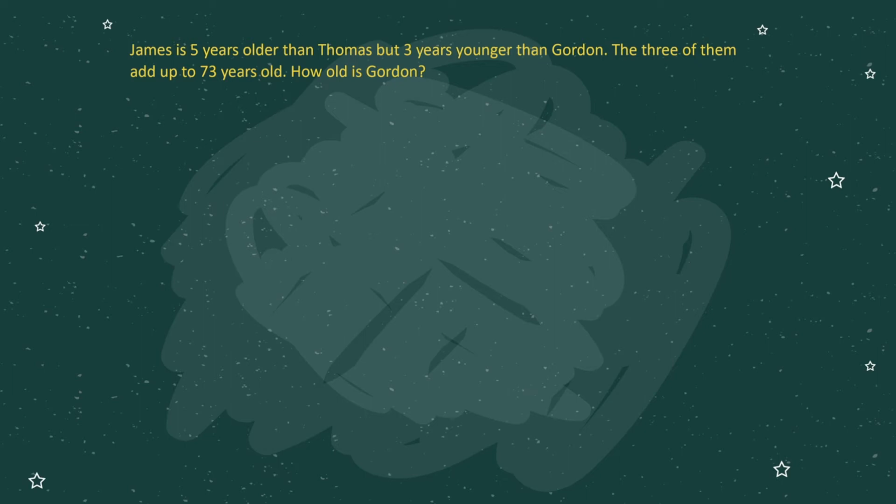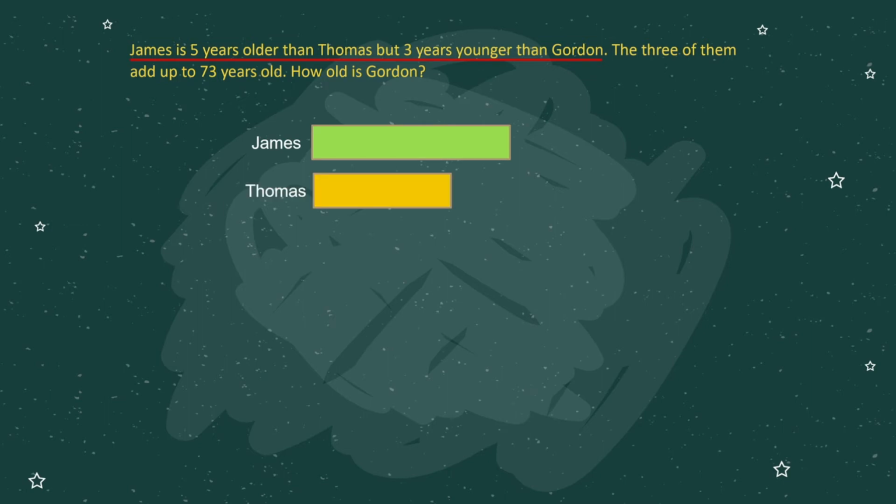We can, like we did before, have the bar represent the age of each person. We will draw a bar for James, a bar for Thomas, which is shorter because James is older, and the longest bar for Gordon since he is the oldest of all, like this. Now, let's align the bars by drawing a line here and here.